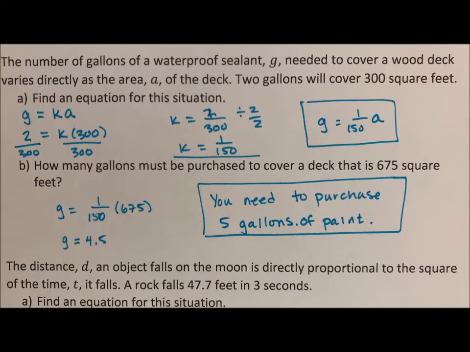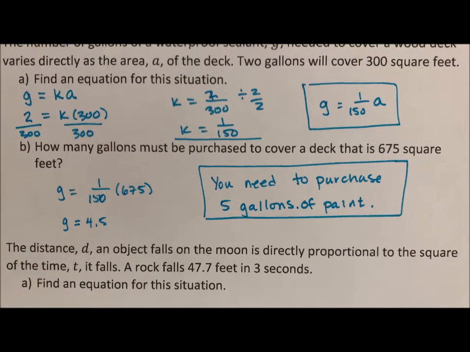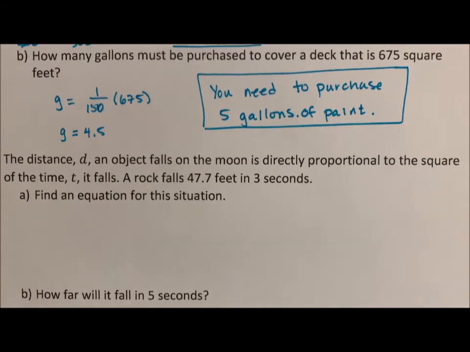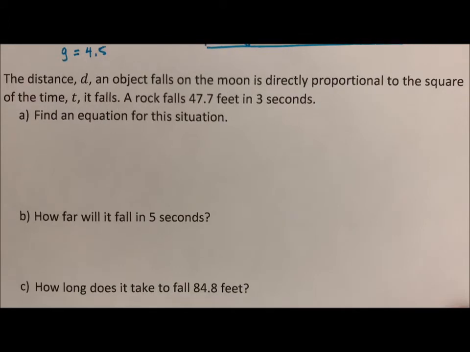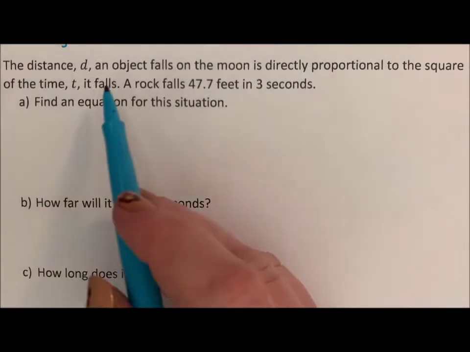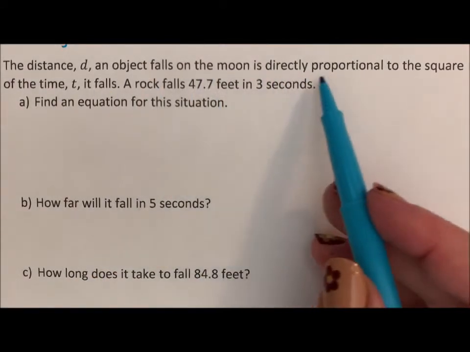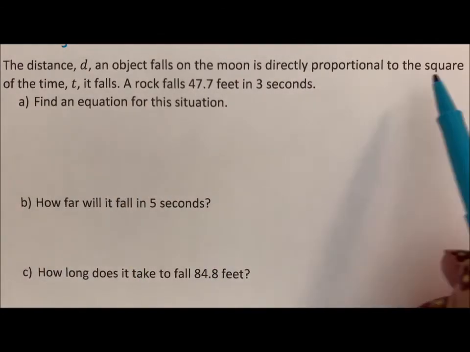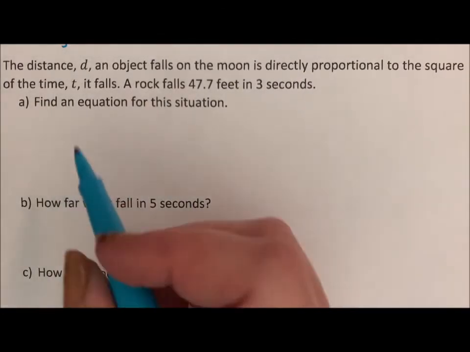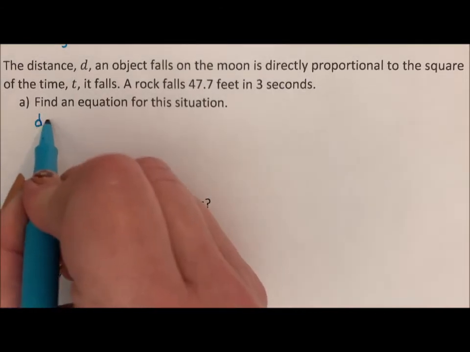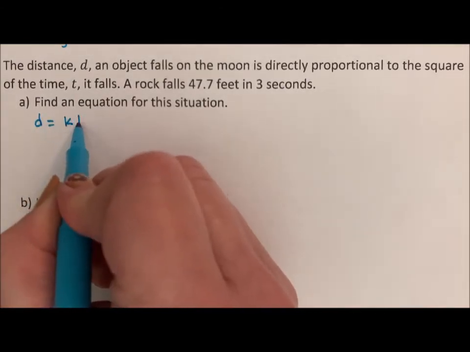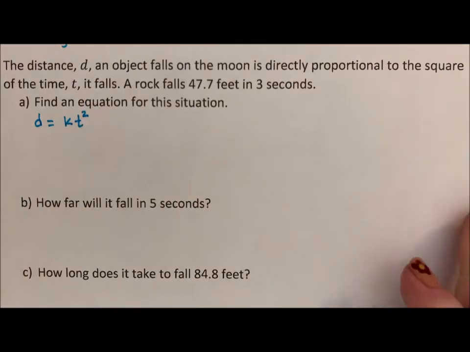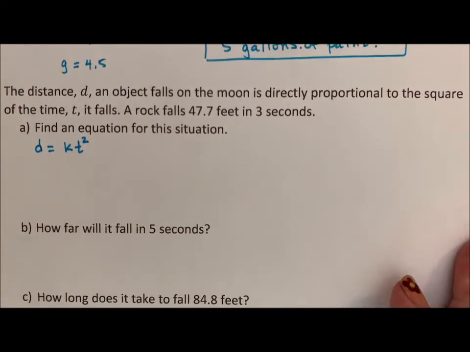Now, I usually only do one problem, but these 2 problems are kind of an interesting comparison. It says the distance d an object falls on the moon is directly proportional to the square of its time. Here, it says the square of the time. So the distance is directly proportional to the square of its time. Here, it just said the area.